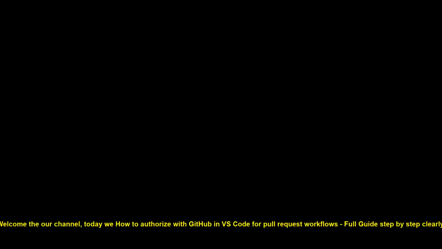Step by step clearly. Open Visual Studio Code and ensure it is installed on your system. Navigate to the extensions view by clicking on the extensions icon in the activity bar on the side. Search for and install the GitHub pull requests and issues extension. Once installed, restart Visual Studio Code to enable the extension.